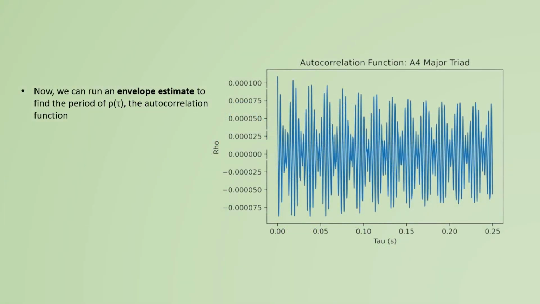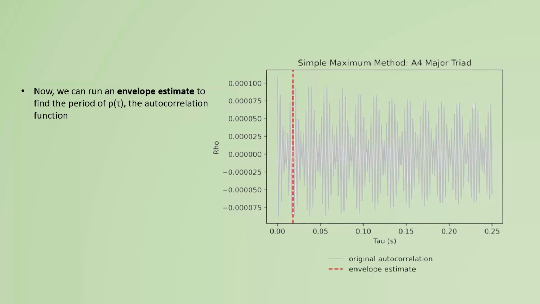Now that we have rho as a function of tau, we can run an envelope estimate to find its period. Look closely at the second peak on the graph. The envelope estimate will detect this peak and return its tau value in seconds. With this, we have successfully estimated the relative periodicity of the sound.